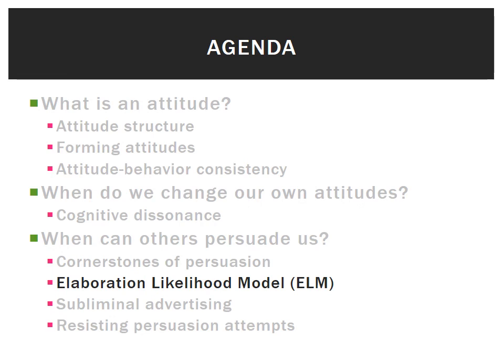So on Tuesday, we talked about persuasion. We started talking about how other people can persuade us, and we talked about those cornerstones of persuasion, those message effects, source effects, audience effects, and context effects. But that's not the whole story for persuasion. So there's a little more that we can talk about today with the elaboration likelihood model, which adds another level of complexity and thus a better understanding of how persuasion really works. Then we'll get into subliminal advertising and resisting persuasion attempts as well.